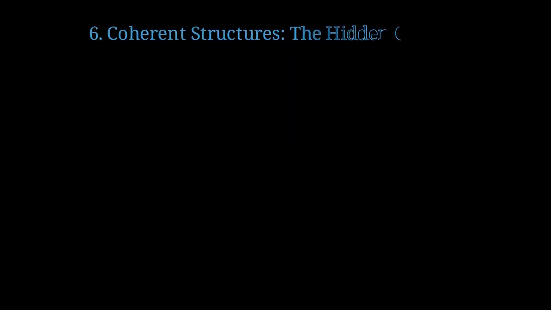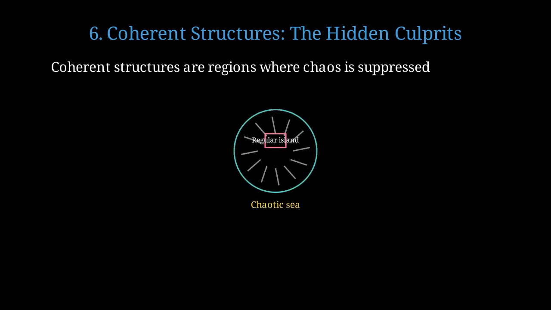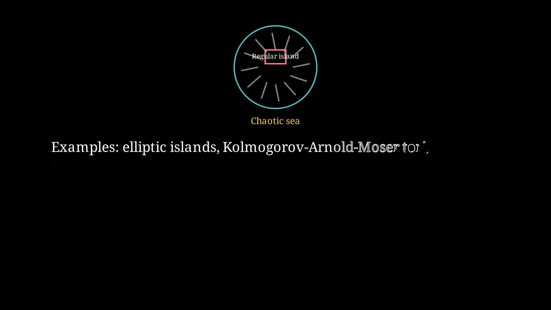The answer lies in subtle coherent structures that persist within the seemingly chaotic flow. Coherent structures are special regions in the flow where chaotic mixing is dramatically suppressed. Think of coherent structures as islands of regular motion, embedded in a chaotic sea. Fluid trapped near these islands mixes extremely slowly. These include elliptic islands around periodic points, KAM tori that are impermeable barriers, and partial barriers called cantori.